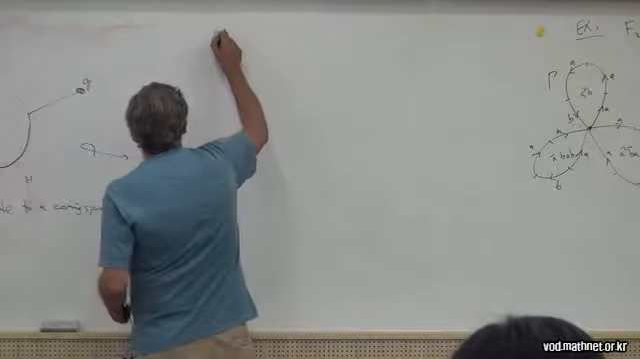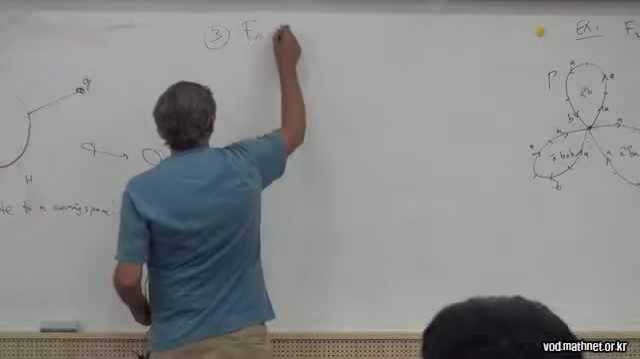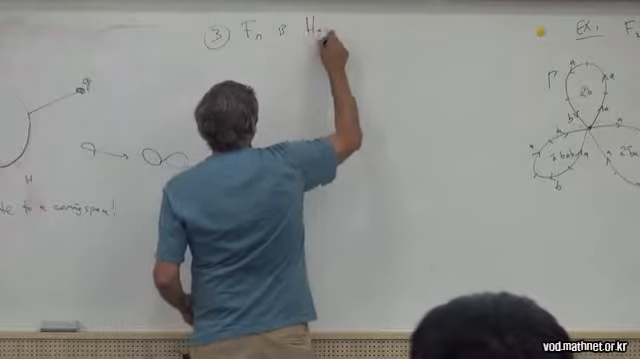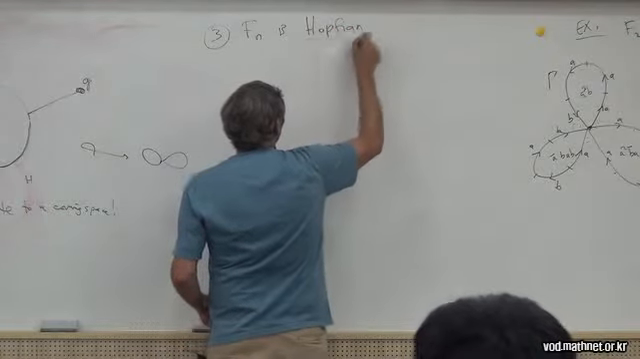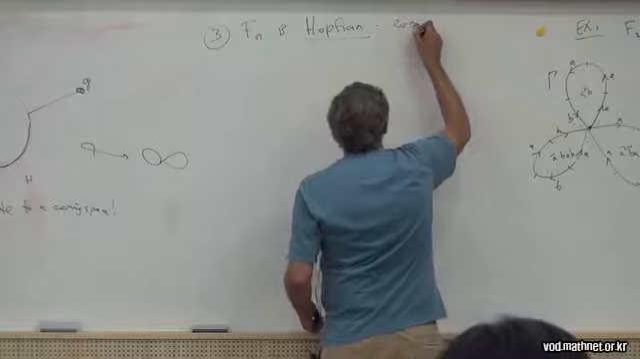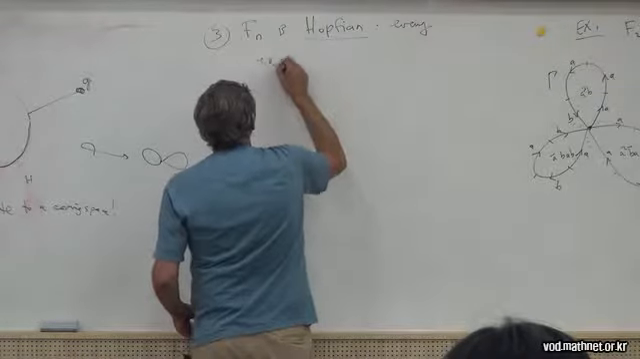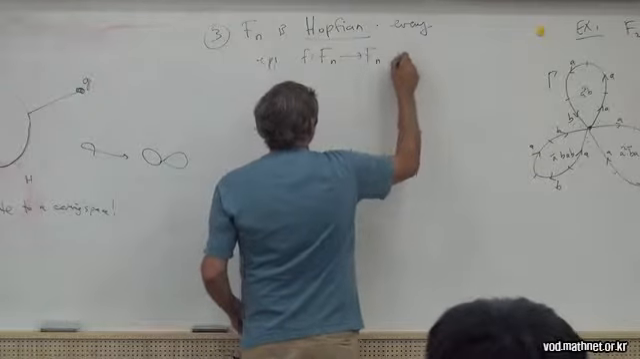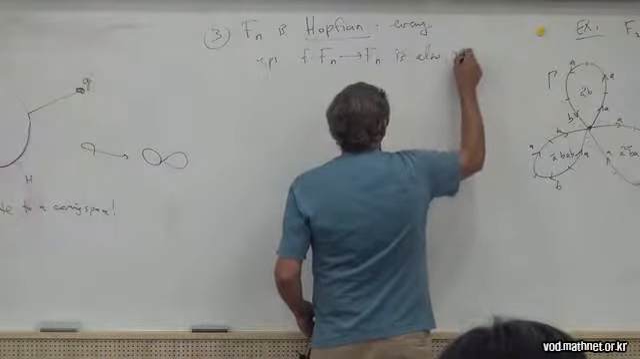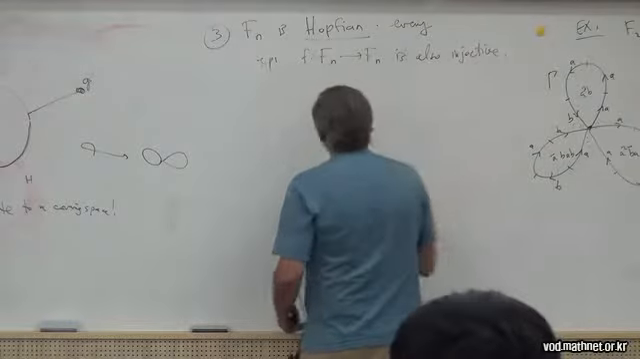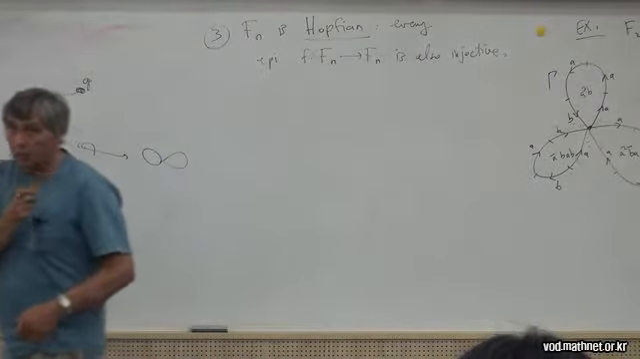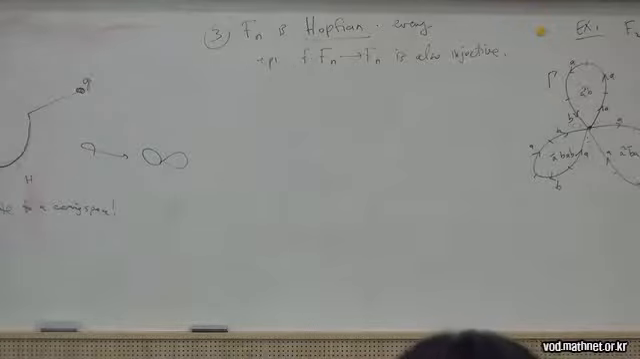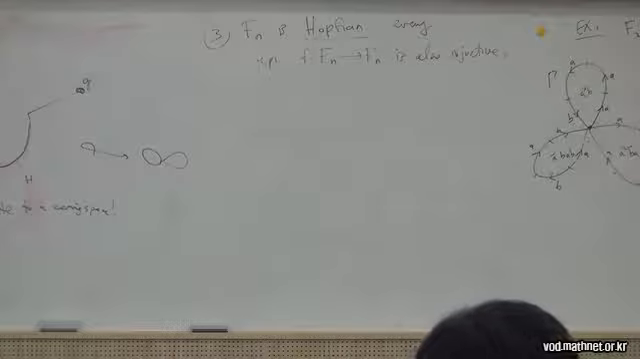Okay, number 3. The free group is Hopfian. And what that means is that every epimorphism F from Fn to Fn is also injective. Not all groups are Hopfian. There are many groups where you can have a self-epimorphism which is not injective.